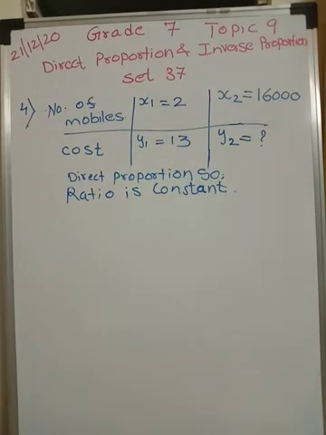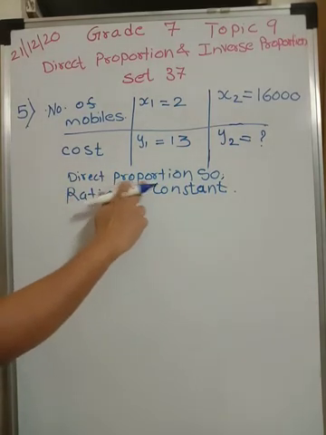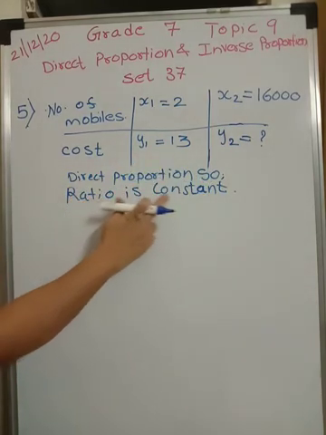Now look at the fifth question. Now we are doing the fifth one. Fourth we have already done. Now see the question. 2 mobiles cost 16,000 rupees. How much money will be required to buy 13 such mobiles? More the number of mobiles, more the cost, or more the rupees we have to pay, and therefore it is direct proportion. If it is direct proportion, ratio is constant.